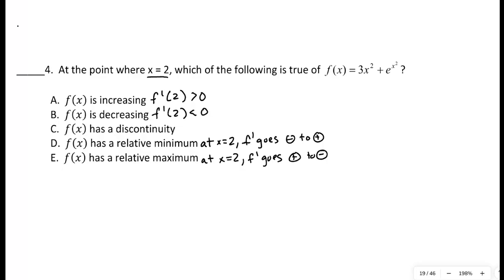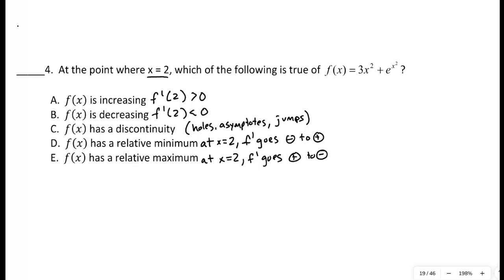C says, f has a discontinuity. Just as a little reminder here, discontinuities are your holes, asymptotes, or jumps. So this polynomial and exponential function, both of these have a domain of all real numbers, so we're not really expecting anything like that to happen.